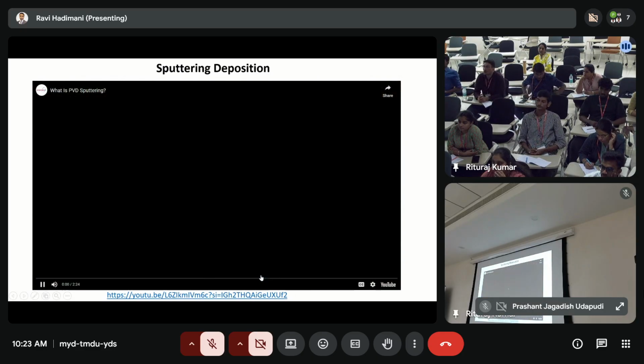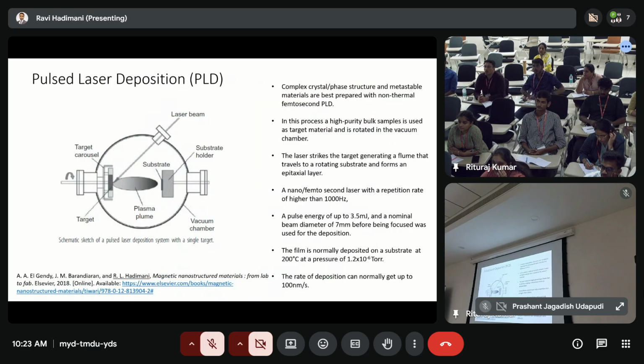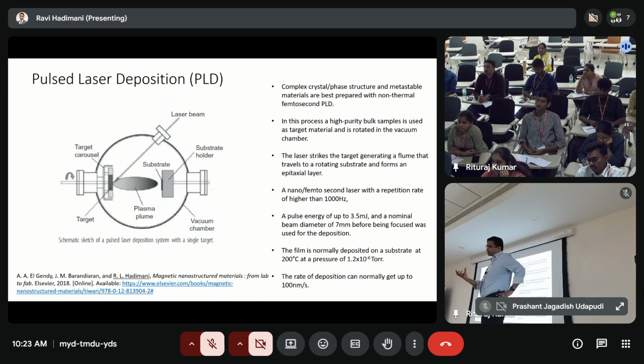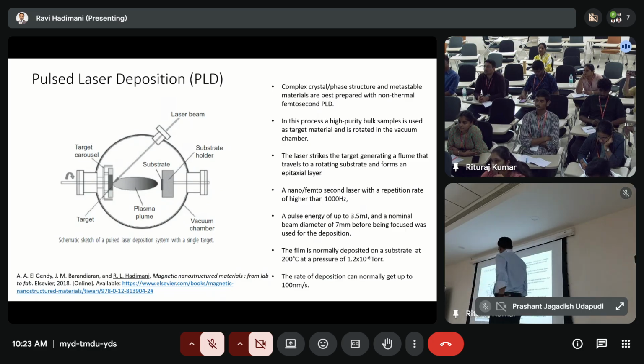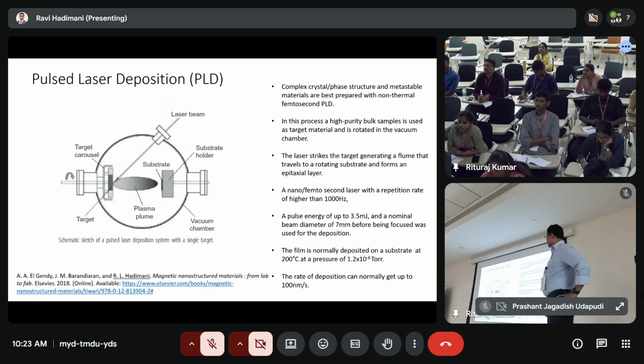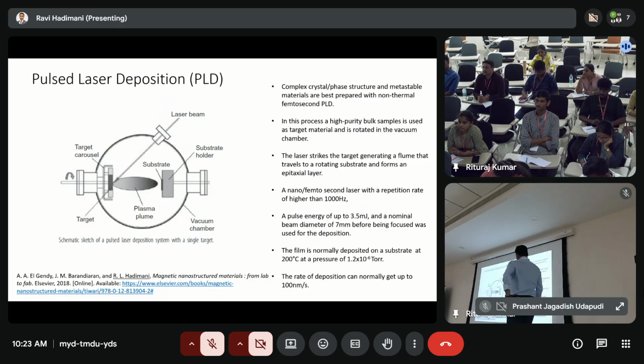Okay, so that is sputtering. We call it magnetron sputtering because you use what is called a magnetron that both generates the electrons as well as acts as a cathode that attracts the positive ions, either argon, oxygen, or nitrogen. Then the other technique is called pulse laser deposition.